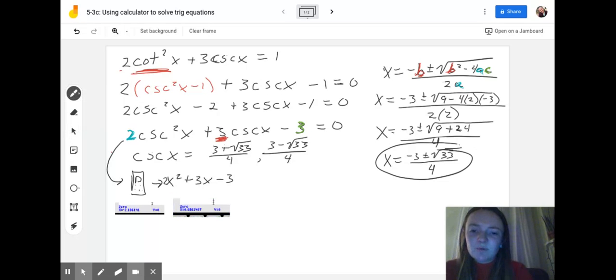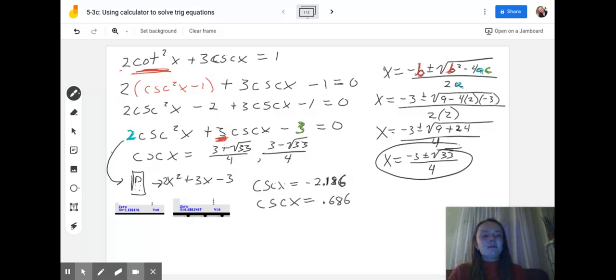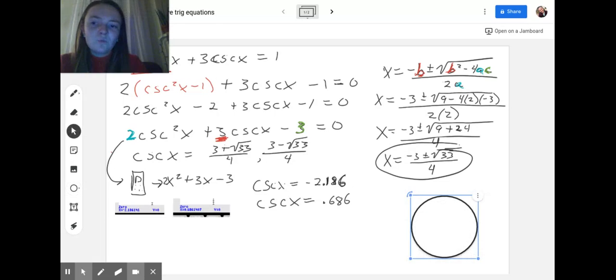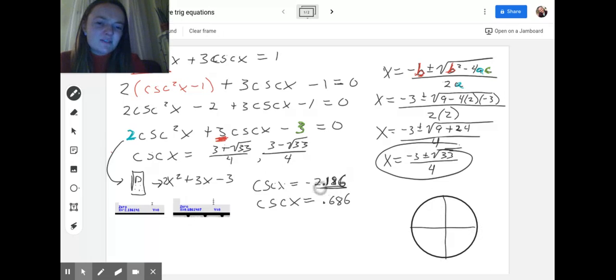What I really have at this point is that cosecant of x is equal to negative 2.186, and cosecant of x is equal to 0.686. So if I think about what this means, cosecant is a y value. If I were to think about what this means on my unit circle and just draw a really rough picture, I have a y value that's negative. If I have a y value that's negative, I'm going to be either in the fourth quadrant or in the third quadrant. And I also have a y value that is positive.